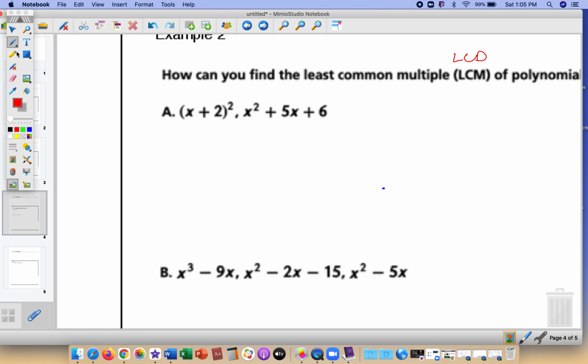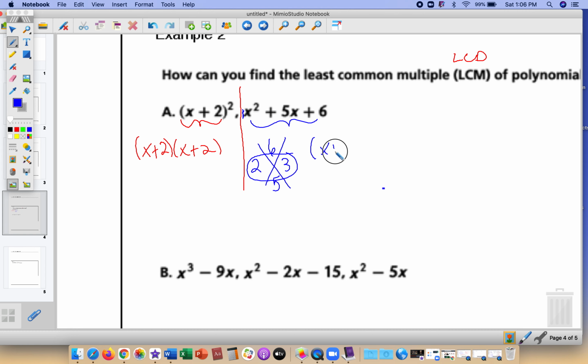So first we're going to factor both expressions. Now quantity x plus 2 is already factored. So it's x plus 2 times x plus 2. The quantity x squared plus 5x plus 6, we're looking for a combo that multiplies to a times c, or 6, that adds to b, or 5. That combination is 2 and 3. So we can write x plus 2 times x plus 3.